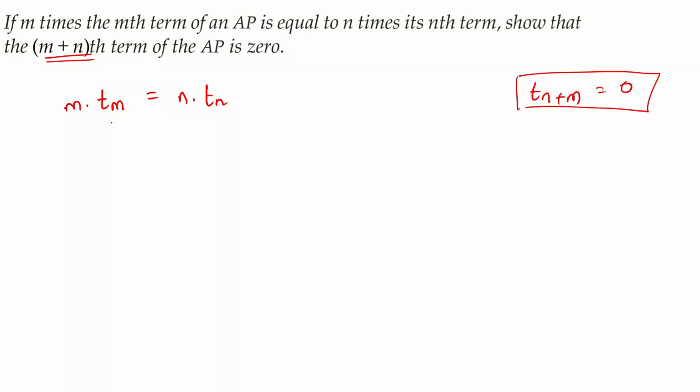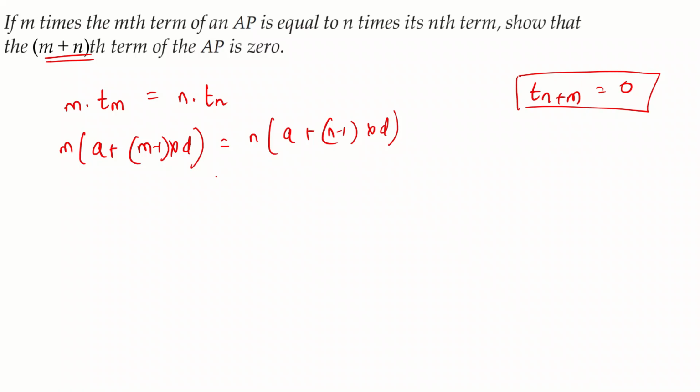Okay, so let's quickly assume that our first term is a and the common difference is d. Please do explain this in your examination. I'm a bit lazy, so I'm not doing it, but you do. So m times (a plus m minus 1 times d) is equal to n times (a plus n minus 1 times d).